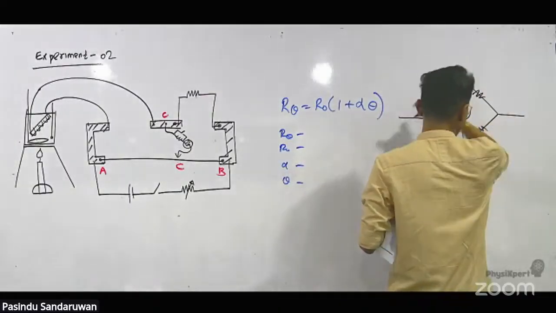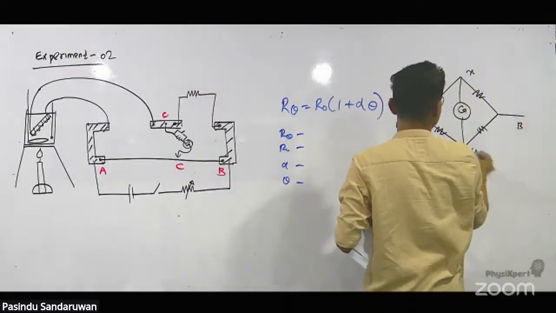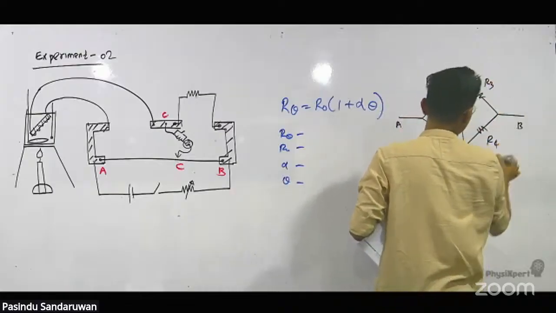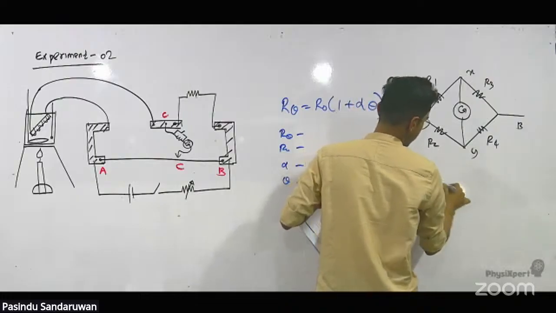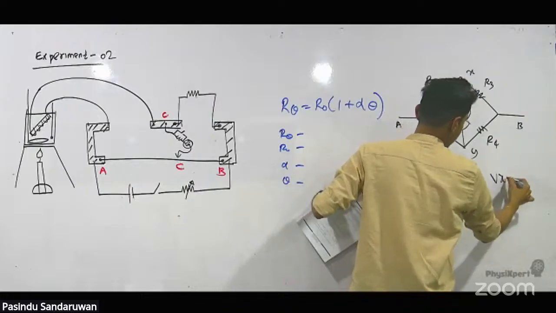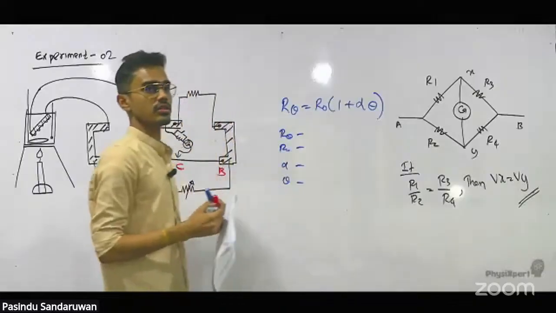Now we have a galvanometer between the points X and Y, and the resistors R1, R2, R3, and R4. If R1 over R2 equals R3 over R4, then Vx equals Vy. This is called the Wheatstone principle.